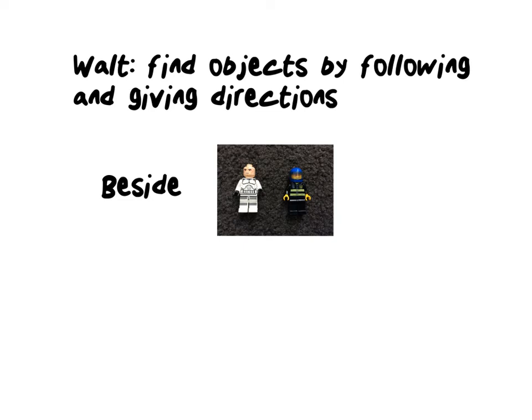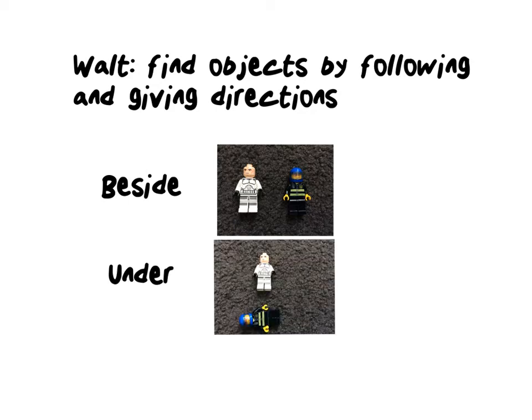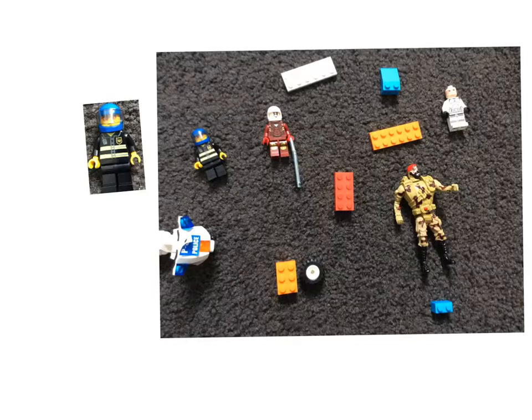Okay, today we're going to find objects by following and giving directions. These first two Lego men are beside each other. And the little black man in this picture here, he is under the white yellow Lego man. Okay, in this little video we can see lots of objects, lots of pieces of Lego, and we're going to learn to use some words with these pieces of Lego.